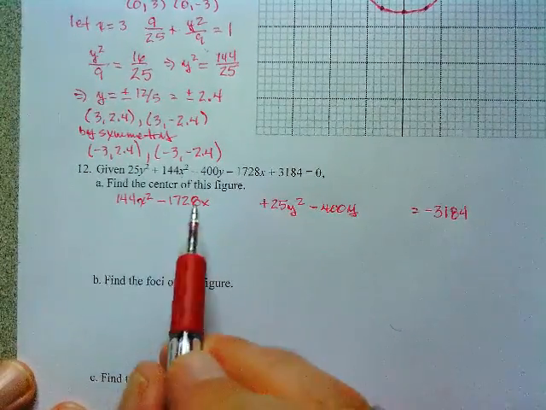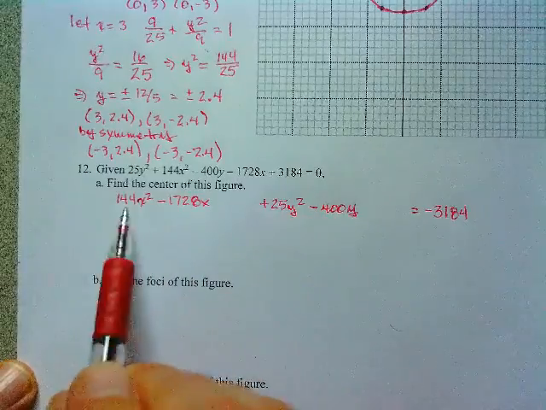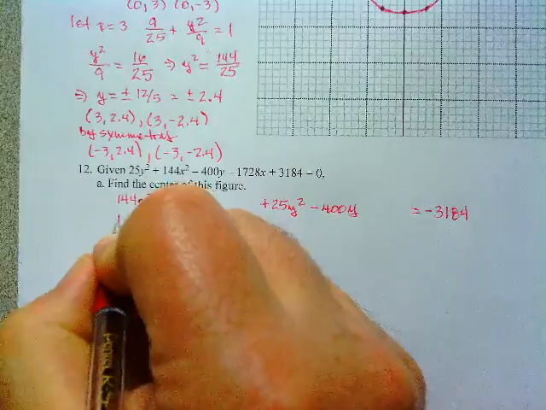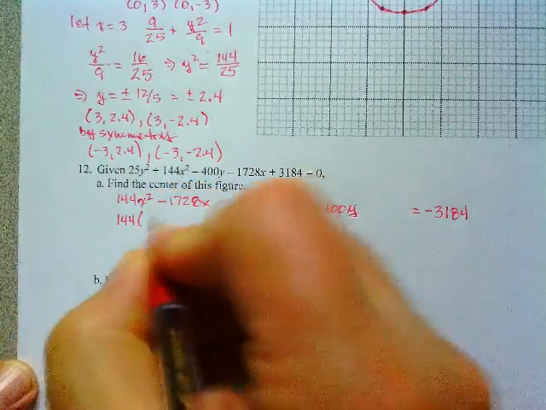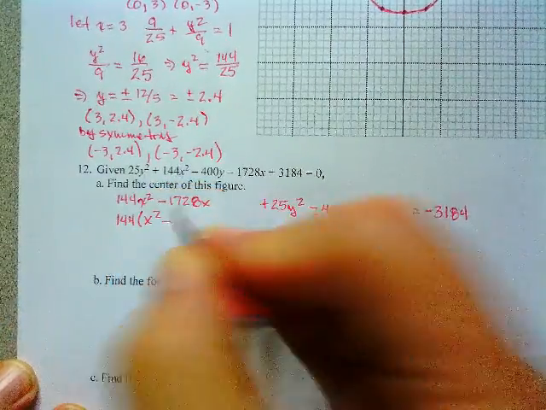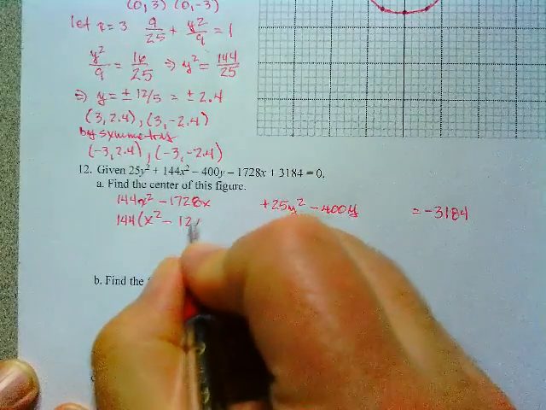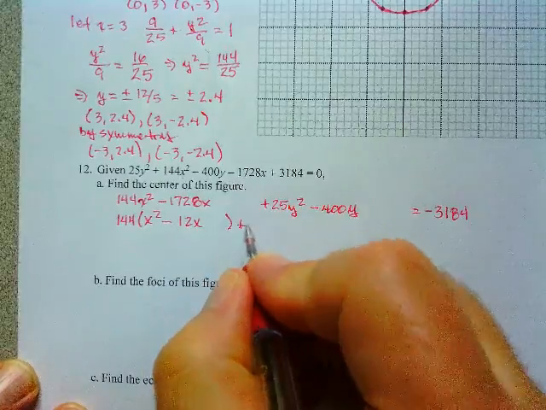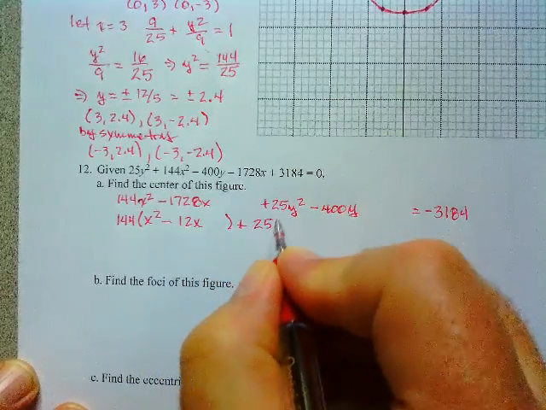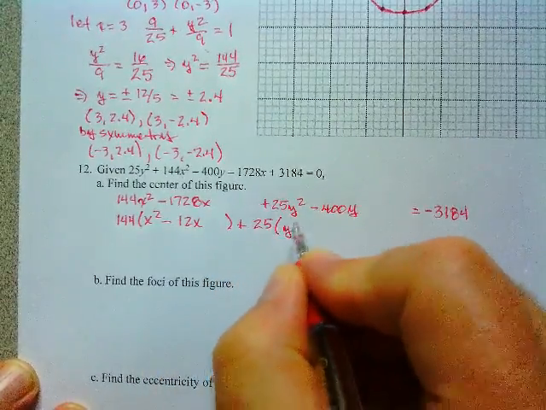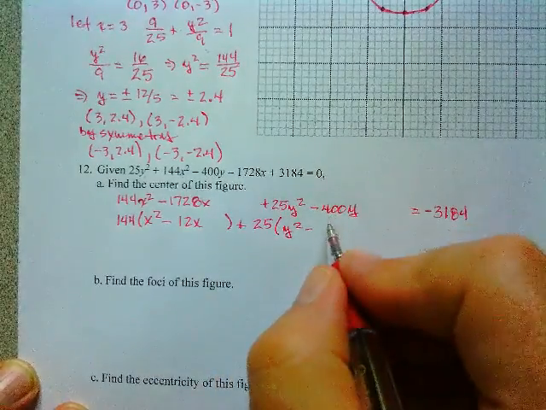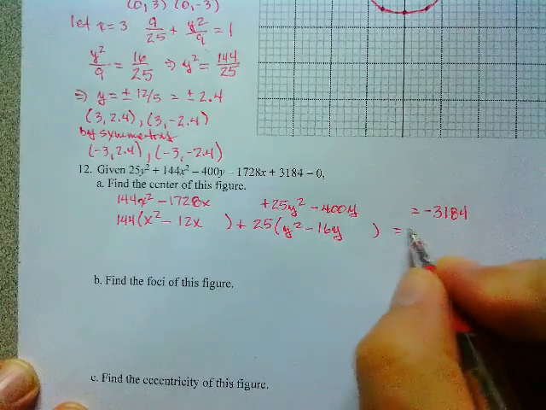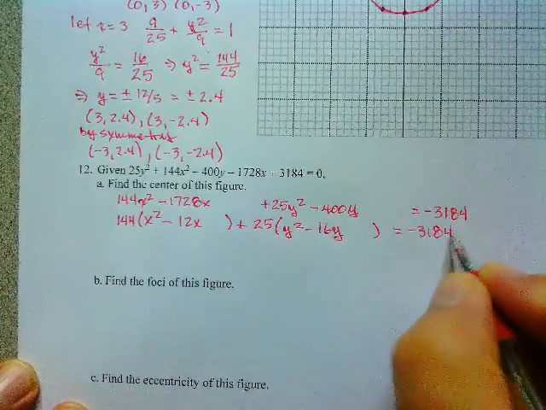Now, before we actually complete the squares, we're going to factor out in each case. So here we're going to have 144 times x squared subtract 12x, and let's go ahead and have our closing parentheses, and then plus, here we're going to take out the 25, y squared subtract 16y, and then again some more space, and then the negative 3184.